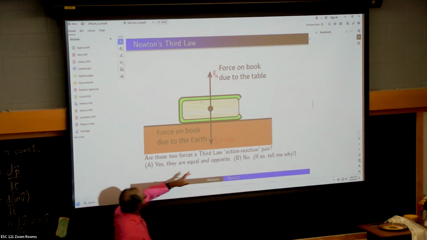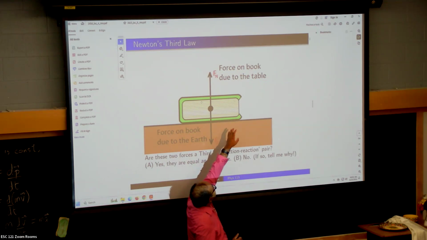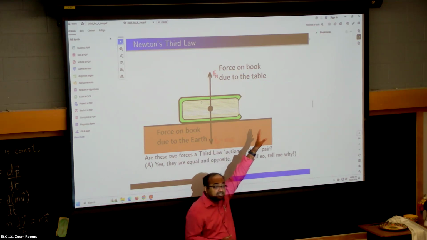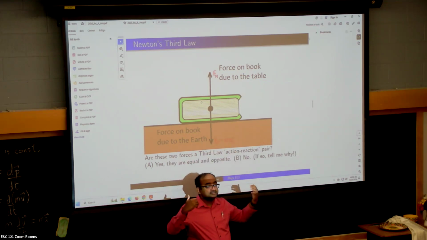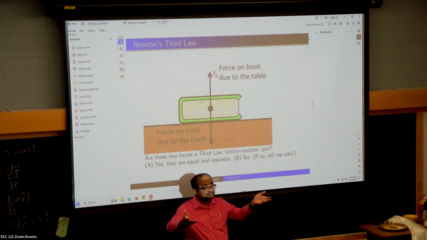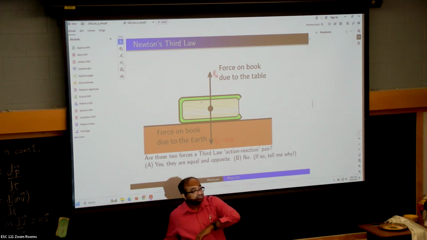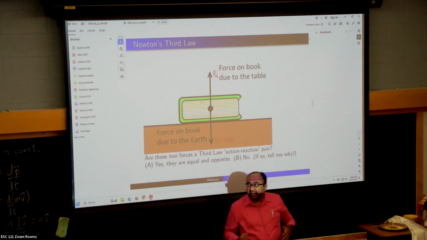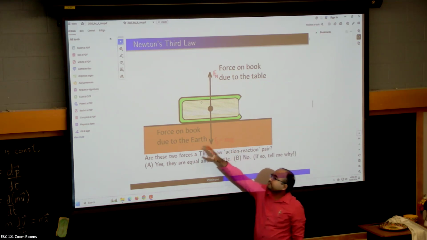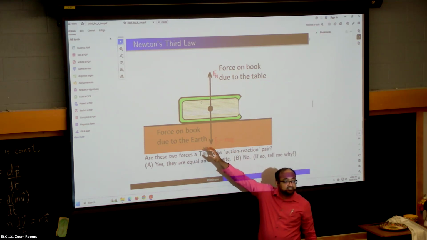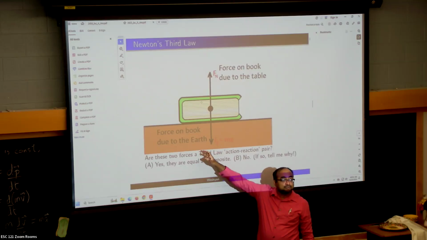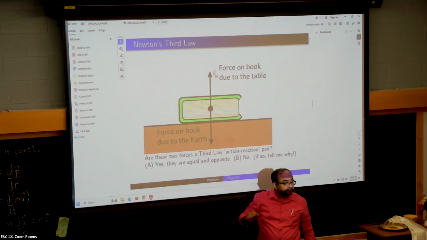So if the force is the force by the table on the book, then the reaction to that would be the force of the book on the table. And if the force is the force on the book due to the earth, then the reaction to that would be the force on the earth due to the book.